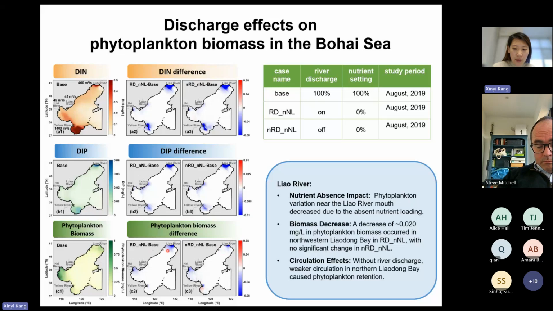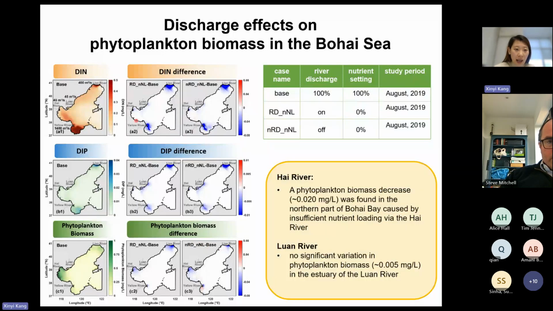And we could see that a decrease of phytoplankton biomass occurred more in the northwestern part of Liaodong Bay in the case with river discharge but without river loading. However, there was no significant change in phytoplankton biomass in the case without river discharge and without nutrient loading. And similarly, this is also caused by the weaker circulations in the northern Liaodong Bay. This will result in phytoplankton retention.